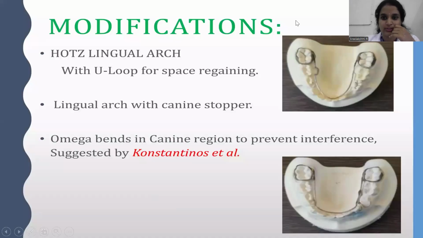Now, coming to the modification, along with the lingual arch, we can give a U loop, so that activation can be done here. So that if the permanent first molar is mesially inclined, in order to make it upright, we can use this. Lingual arch with canine stoppers: if the tooth movement is occurring, stop, because we don't want the canine to move distally. So in such cases, we can plan stoppers in order to prevent the distal migration of the canine. Omega bends can be done in the canine region to prevent the interferences, which was suggested by Constantinus et al.